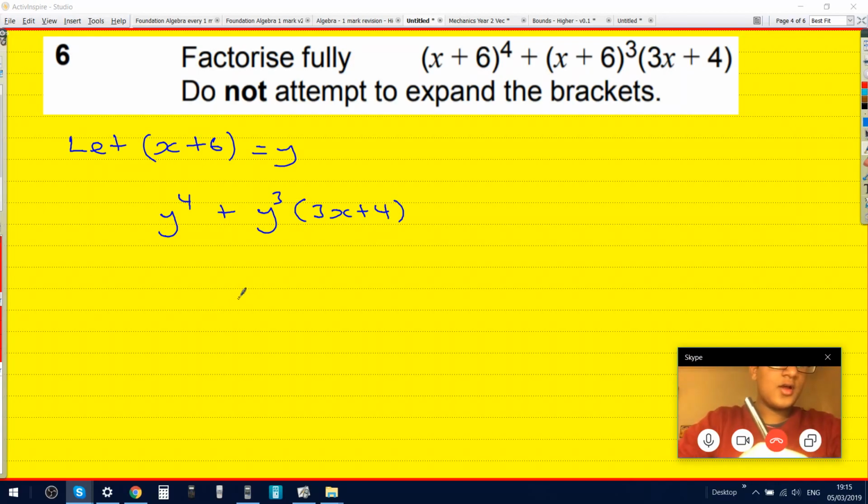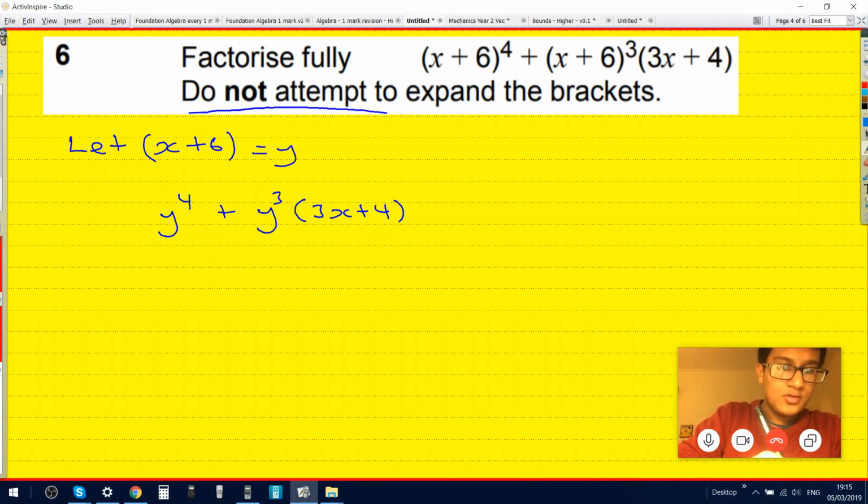So to factorize, you've got y to the 4 plus 3xy cubed plus 4y cubed. Do not attempt to expand the brackets. So, without expanding the brackets, can you factorize?